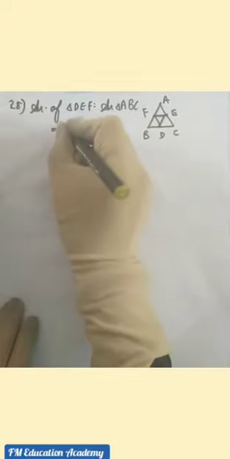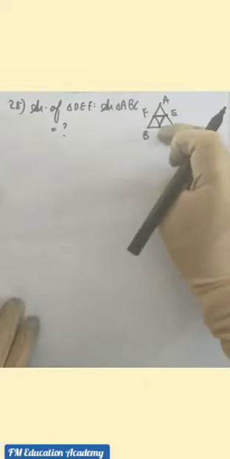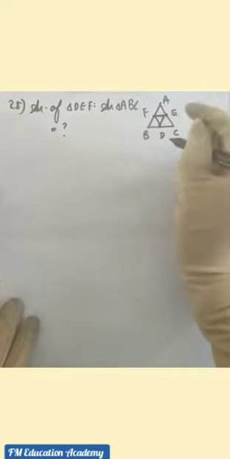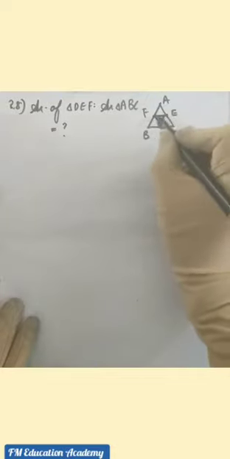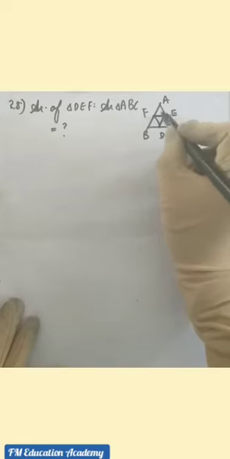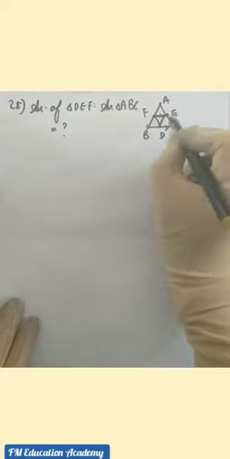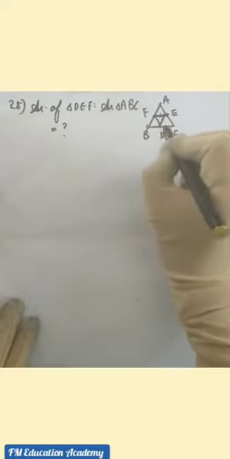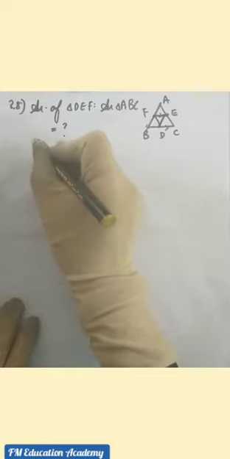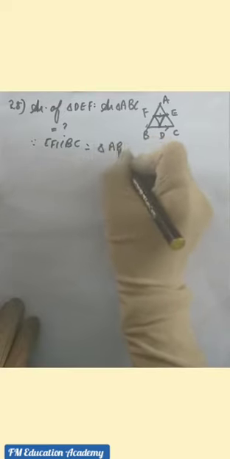Okay, so here we can say that triangle ABC and triangle DEF are similar. Why are they similar? Because we know that EF is a line segment which is joining the midpoints of AB and BC. As they are the midpoints, this line segment is dividing these sides into 2 equal parts. So we can say FE is parallel to BC, and whenever FE is parallel to BC, the triangles will be similar.